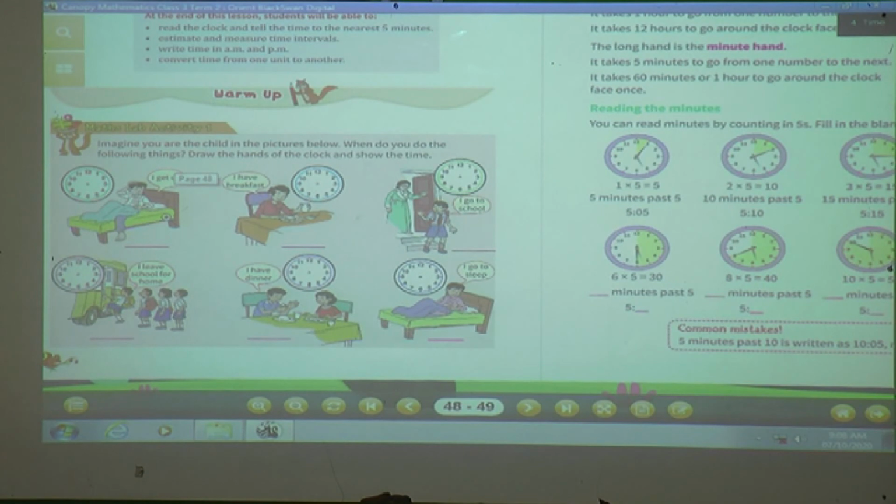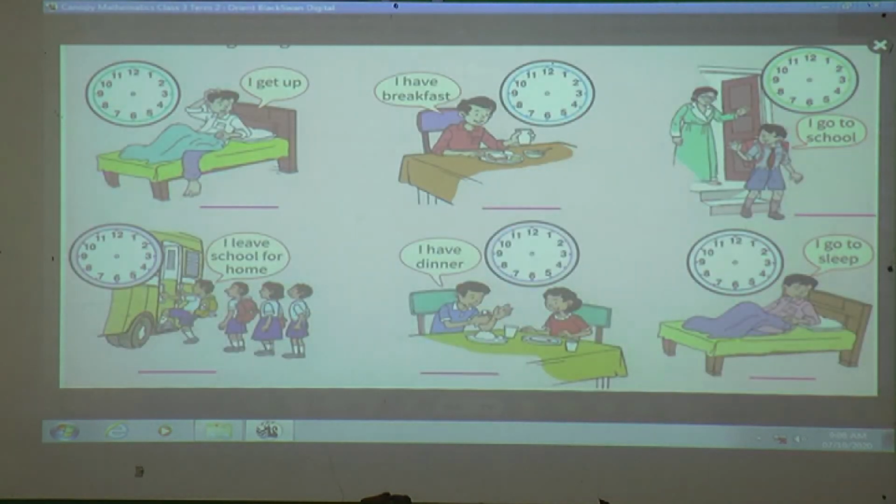Okay, that activity, when do you do these things, that time you have to show in the clock. Okay, here clocks are there. In that clock, when you are going to do that particular thing, that time you have to show in each clock. So let us see one by one all the things.